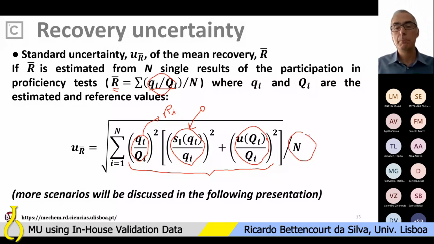The formula is correct. Many people ask why the n is outside. Everything is correct. You just need to apply the uncertainty propagation law to this mean recovery formula, and you will see that n will be outside. I will present more examples, more scenarios, and even examples of the management of this mean recovery uncertainty. Okay, but at this stage, we are not finished.